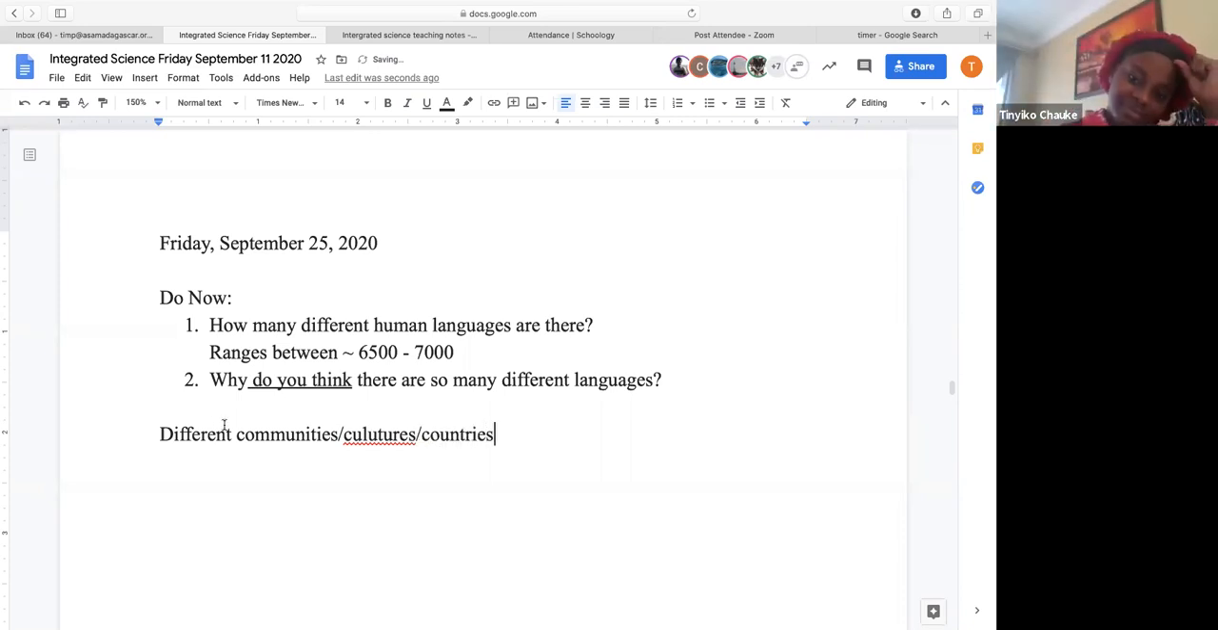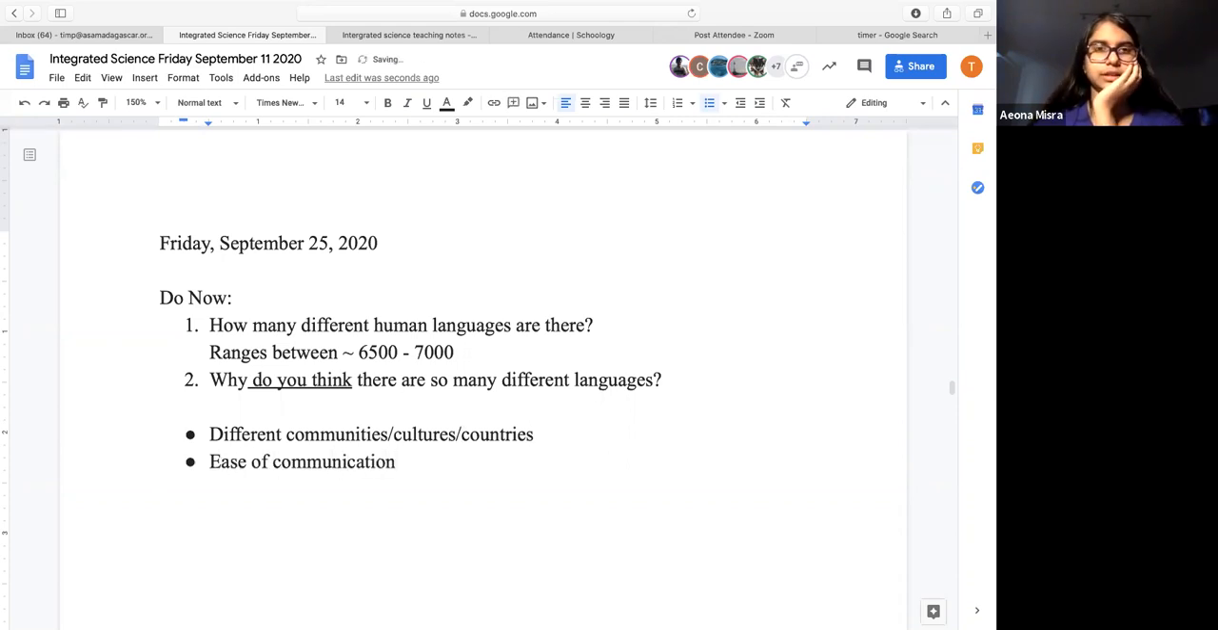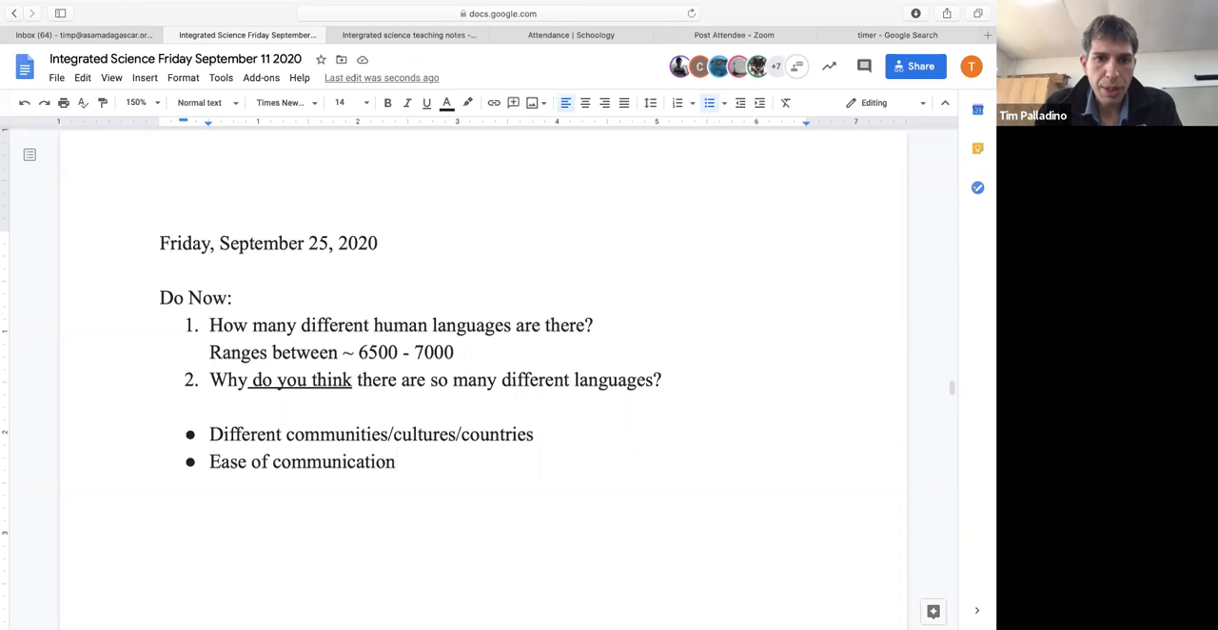I'm not sure if this is actually the case, but in my opinion, when languages were being created, I feel like language was created for ease of communication. Certain people might have found certain sounds more efficient or easier to produce. For example, there are sounds in certain languages that us English speakers don't even have. Yeah, so ease of communication.